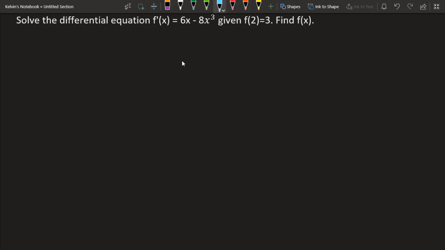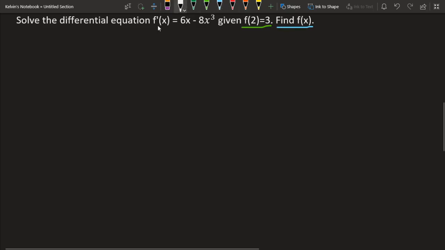So I'm assuming that you did it on your own, as this problem is very similar to the previous problem, but if you didn't, here's how you would do it. So we are asked to find f of x here with this initial condition. So let me highlight that or underline it.